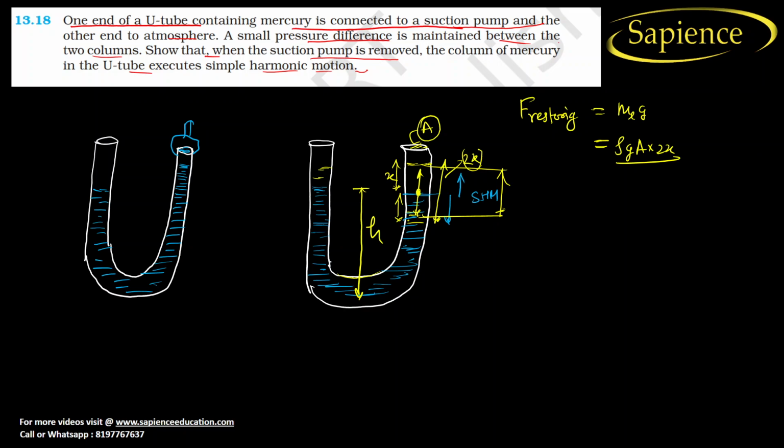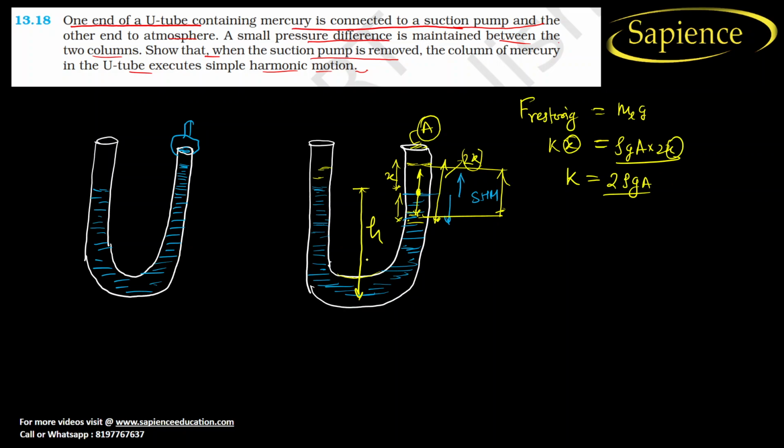Now from here we need to find K. So how will you find K? F restoring force is equal to Kx. So x is common, and we can easily say that the constant K will be equal to 2 rho g A. It will be 2 rho g A. I hope you have understood now. The value of K is 2 rho g A. So this restoring force is responsible for the S.H.M.